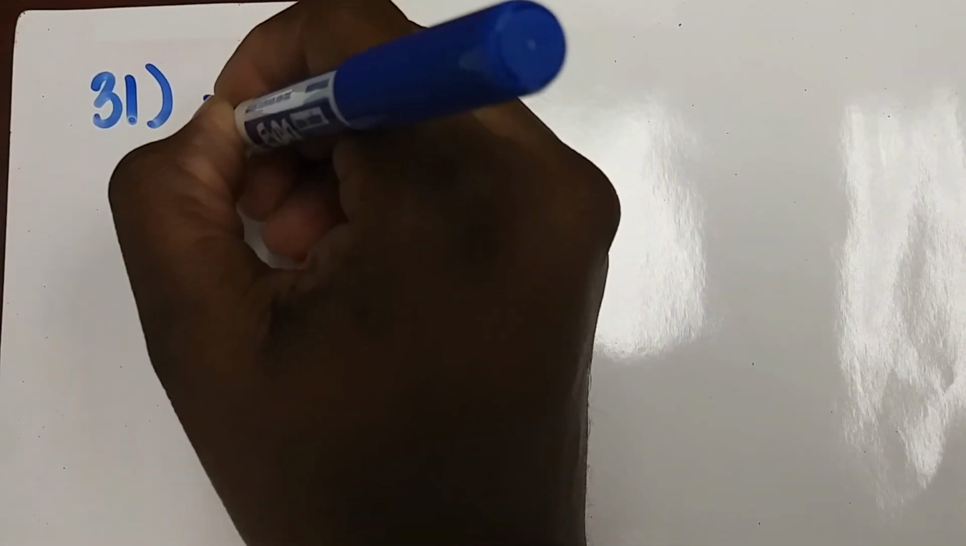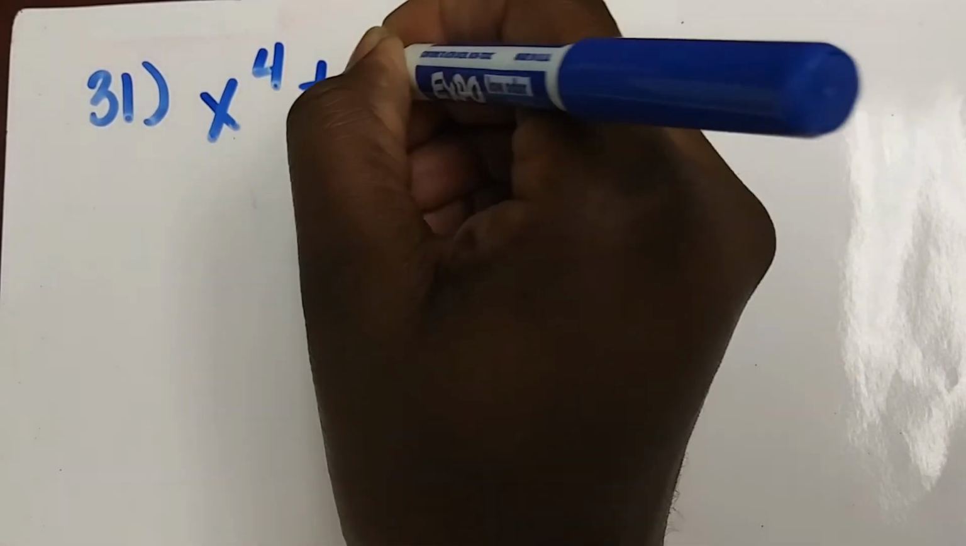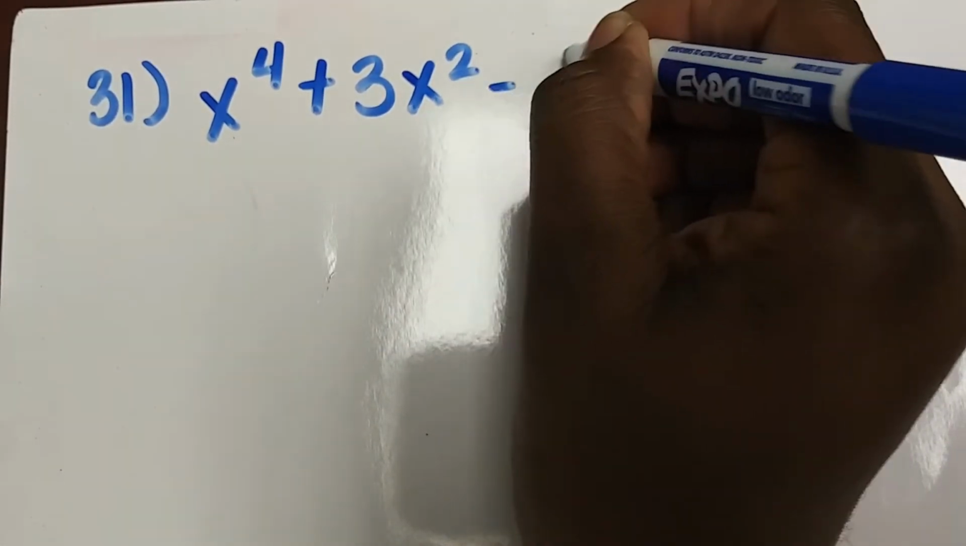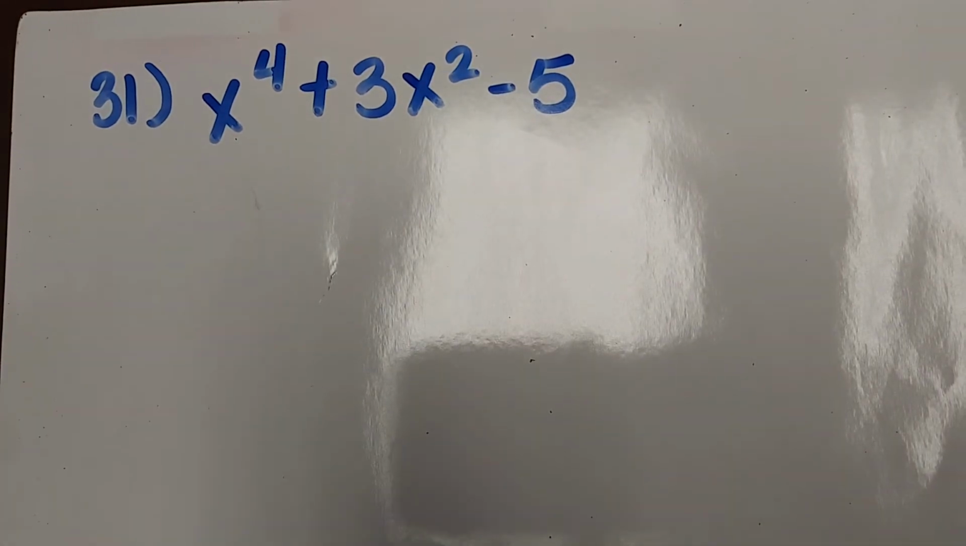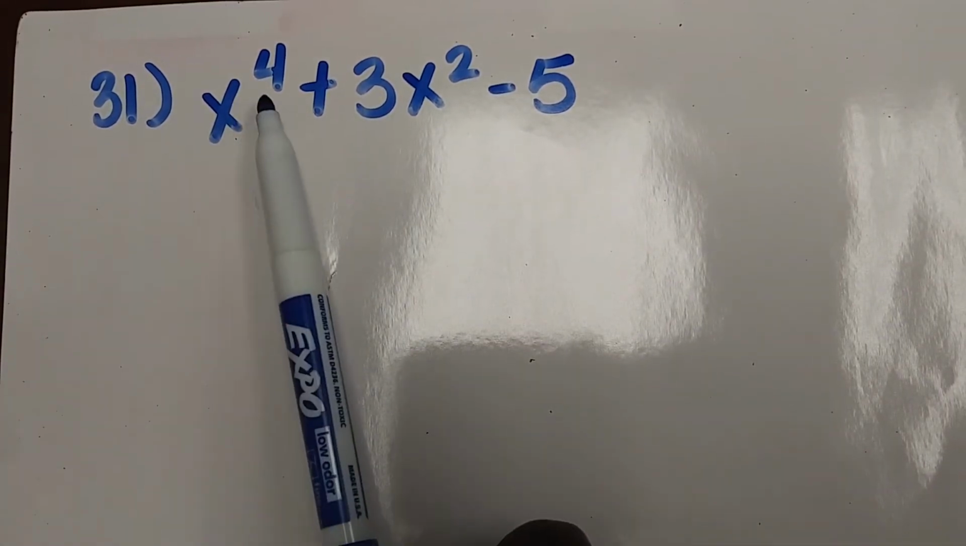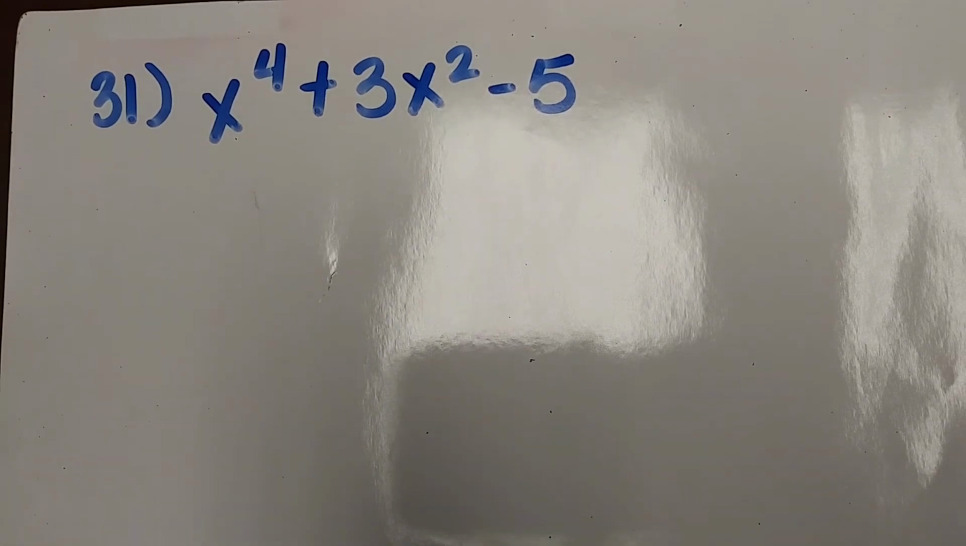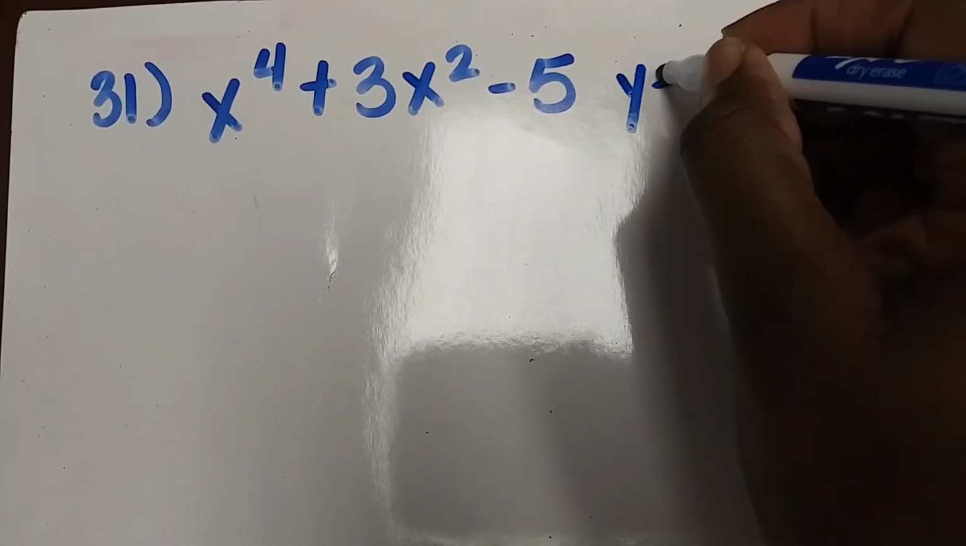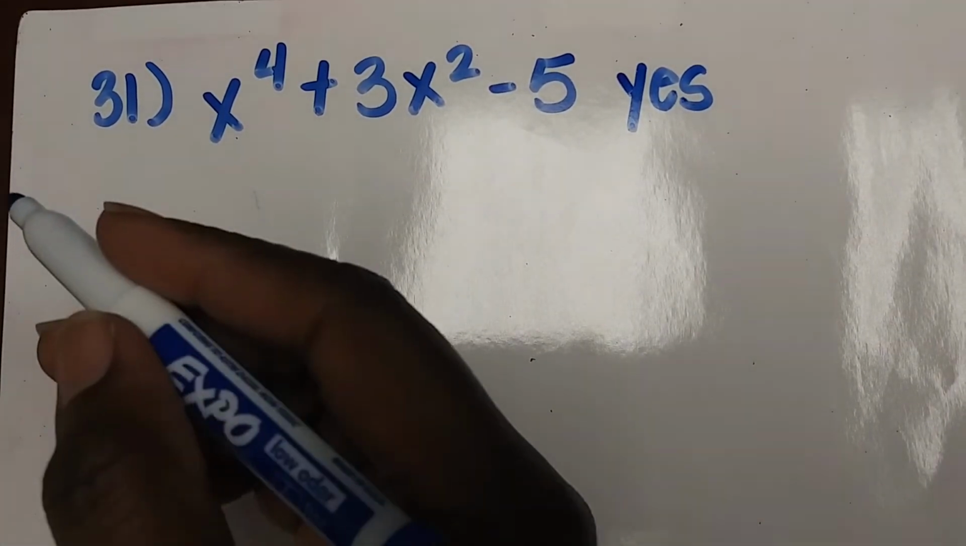Turn back to page 259 and look at number 31. Number 31 says determine whether each expression is a polynomial. I have x to the fourth power plus 3x squared minus 5. Looking at the exponents connected to the variable, I have positive 4 and positive 2. Because these are positive whole number exponents, it is a polynomial. So my answer is yes, it is a polynomial.